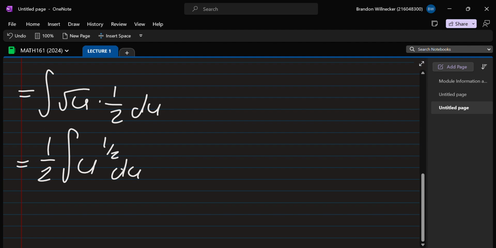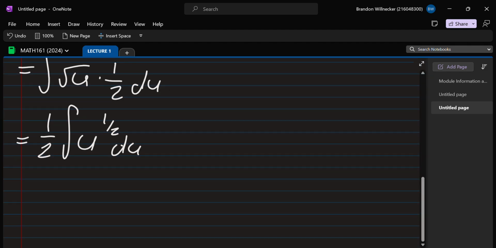Okay, same thing as before. Back to our old integration techniques. Quick recap on that. If we have a power, like u to the something, we add 1 to that power and then divide. Right? We covered that last semester. So 1/2 plus 1, that's like 1/2 plus 2/2. So it will be 3/2. We're dividing by 3/2, so that's like multiplying by 2/3.